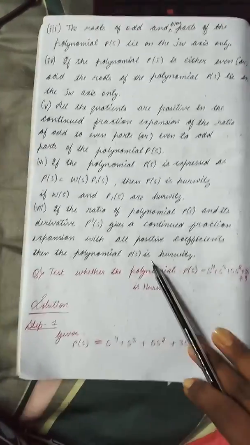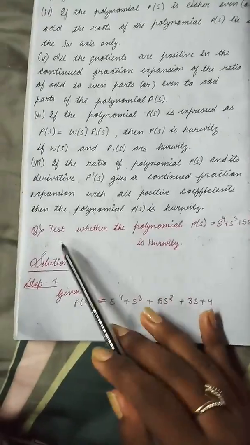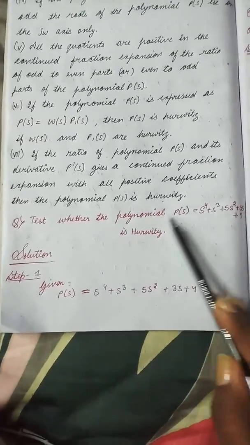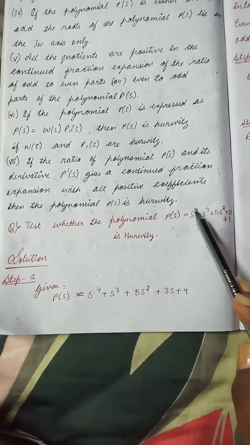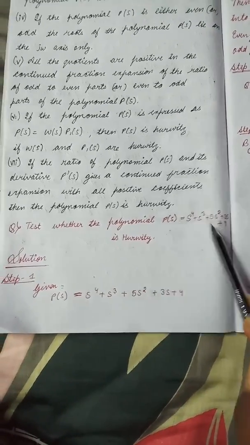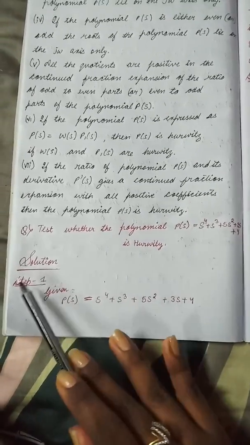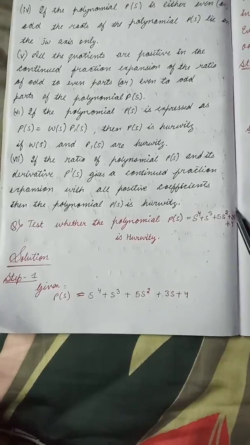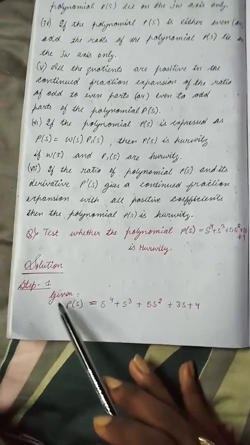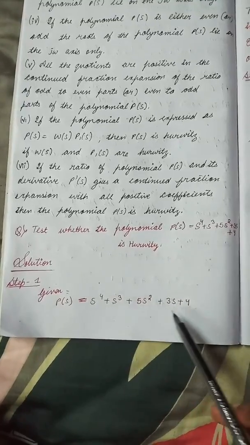Then we will go to an example to understand all these properties. Let us see an example. Test whether the polynomial p of s is equal to s to the power 4 plus s to the power cube plus 5s square plus 3s plus 4 is Hurwitz. First of all, let us see the solution. Here the polynomial p of s is given. Step 1. Given p of s equal to s to the power 4 plus s to the power 3 plus 5s square plus 3s plus 4.